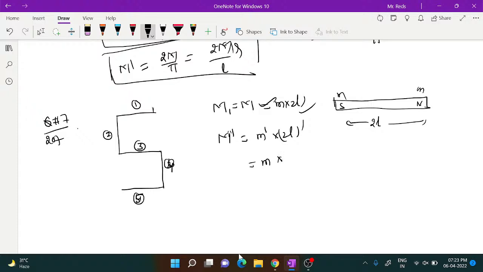If it is bent into any shape, a semicircular shape, a U shape, or whatever it is, the effective length is the shortest distance between the south pole and north pole. This is your magnet, you have bent it like this. This is your south pole, this is your north pole. The shortest distance.